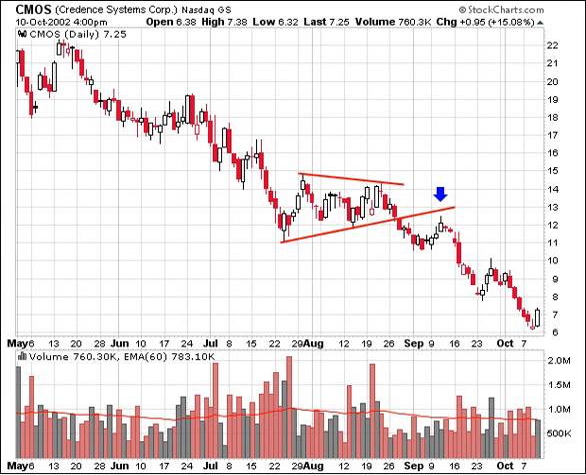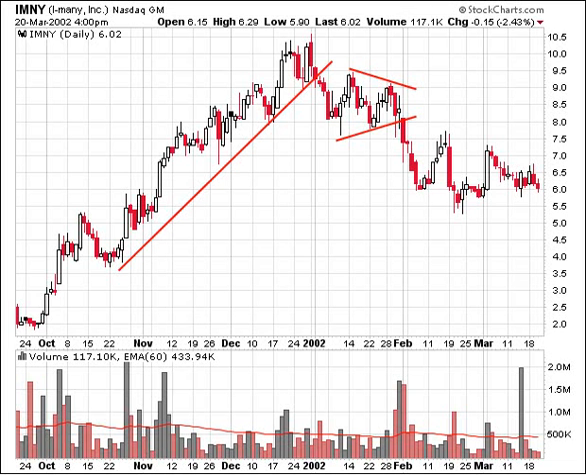Let's quickly go through a few more. We find it helpful to look at successful pattern formations to train our eyes. iMany. Here's an example of a stock forming a bearish pennant immediately after breaking a long-term support trend line.